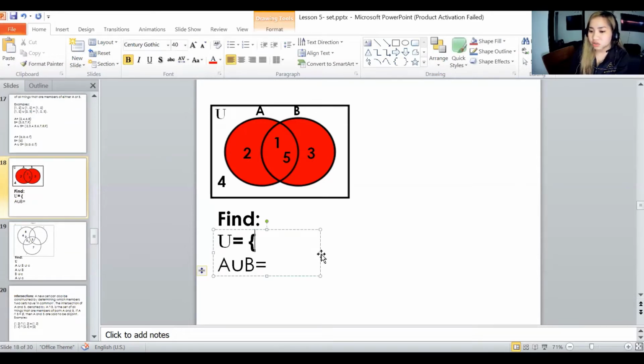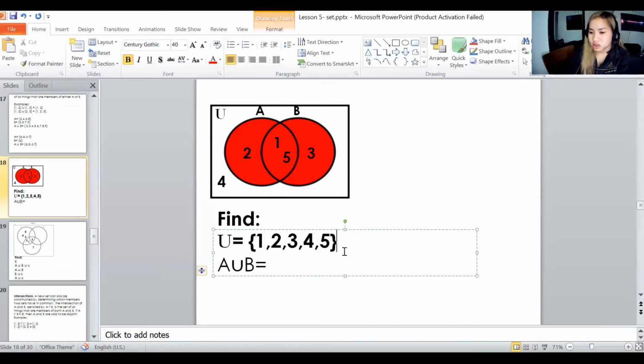So, let's define muna or hanapin natin yung elements ni universal. So, start muna tayo sa pinakamababa. 1. Lahat ng number na nakikita nyo is under ni universal yan. May 2 po ba? So, meron tayong 2 sa set A. Meron tayong 3 sa set B. Meron tayong 4 sa labas ng set A at B, pero kasama siya sa set ni universal.